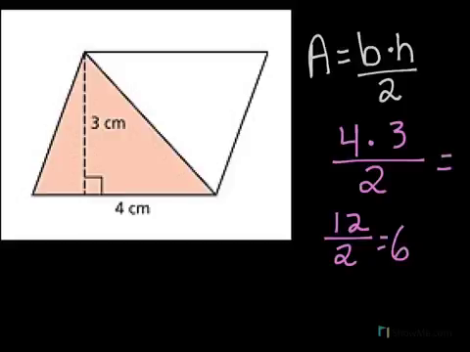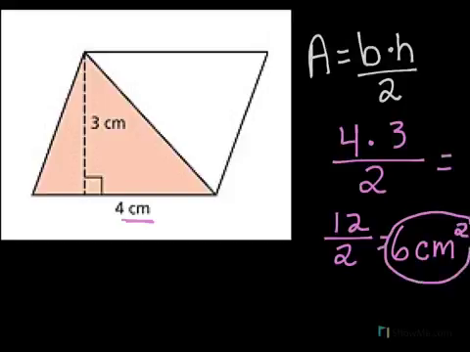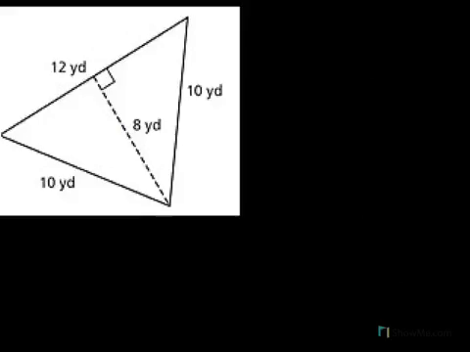I'm not done yet because I have to label my answer. I know it's 6 centimeters, but because it is area, I'm going to write my exponent of a 2, which means centimeters squared. So the area of my triangle is 6 square centimeters.